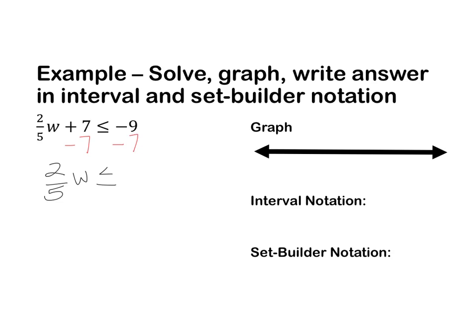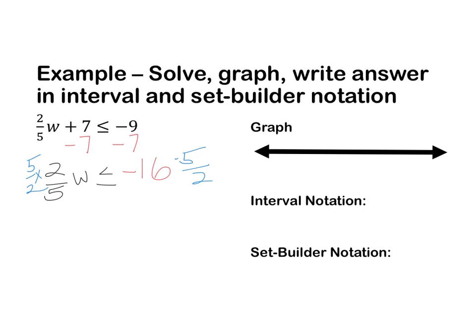And that gives me negative plus negative. I'm at -9 on the number line, and I move 7 more in the negative direction. It puts me at -16. So now I have 2/5 W. To undo this multiplication of 2/5, I have to multiply by the reciprocal, which is 5/2.